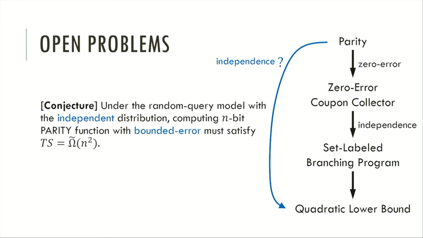Even though we have a lot of nice properties of branching programs for these tasks, we don't know how to prove such a lower bound. Even a meaningful lower bound would be interesting. So this will be an interesting open problem for future research. Yes, thank you.